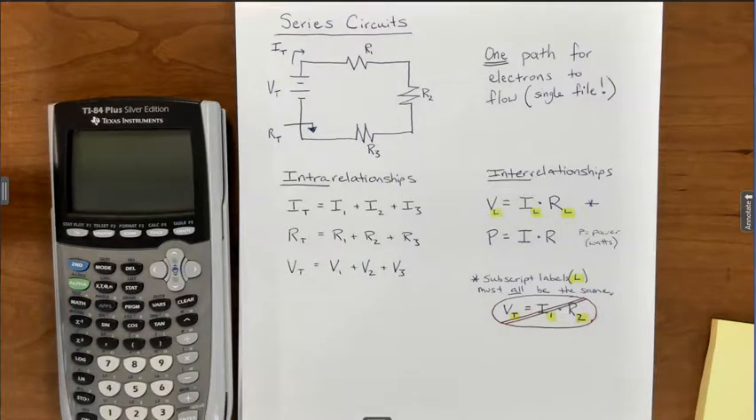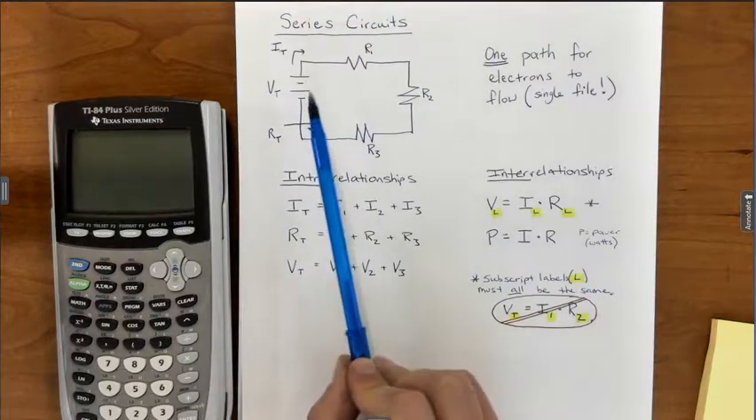Okay, first off, let's start with just the basic thing. What is a series circuit? Well, an electrical circuit is a path, a closed loop for electrons to travel, to leave a power source and return to the power source. They have to come full circle.